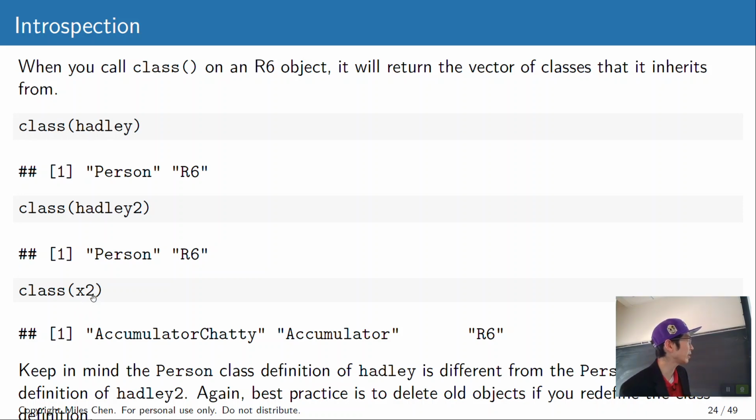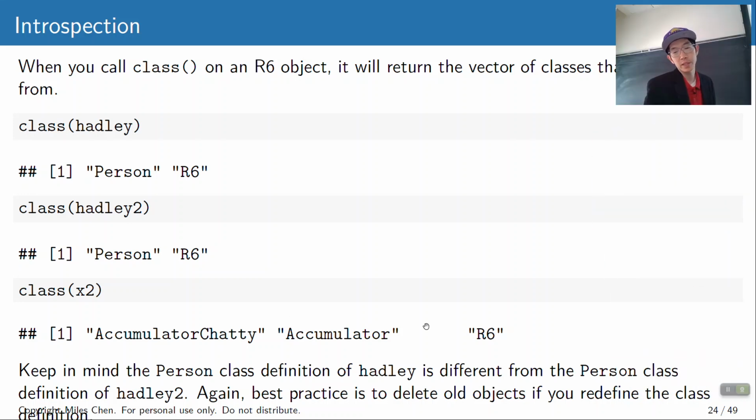x2, remember, is an AccumulatorChatty class object. The AccumulatorChatty class object inherits from Accumulator. And so you see this vector value is AccumulatorChatty, Accumulator, and all of these things inherit from the R6 class definition. Everything that's R6 comes with reference semantics. They all come with a method new and a method clone and things like that. But that's what we have here.